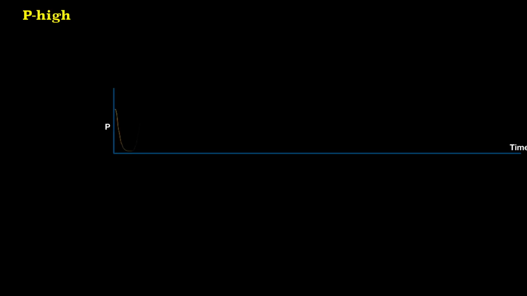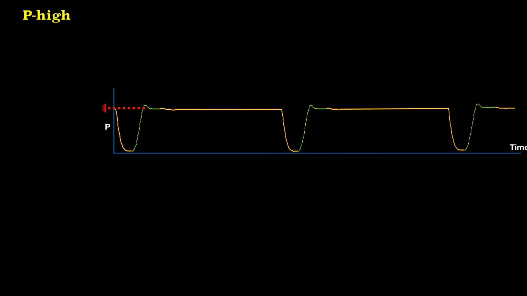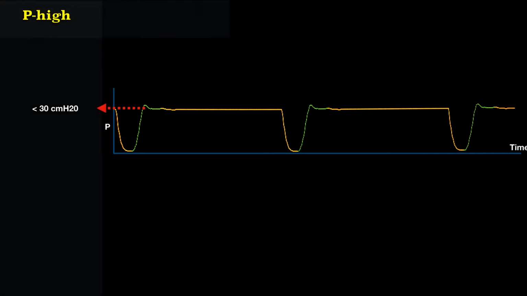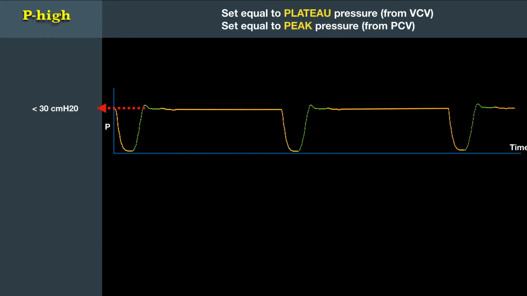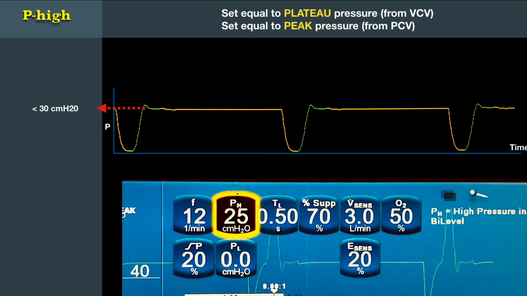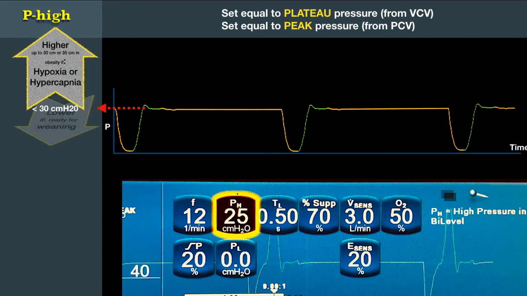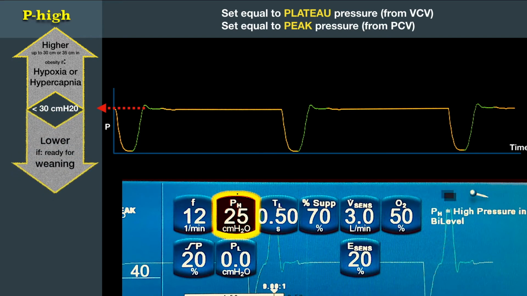P high. P high is ideally kept below 30. Initially, if you are switching from volume-controlled ventilation, set P high equal to plateau pressure, or equal to peak pressure if you are switching from pressure-controlled ventilation. A good starting level would be 25. Increase P high if the patient is still hypoxic or hypercapnic. We reduce P high if the patient is ready for weaning.